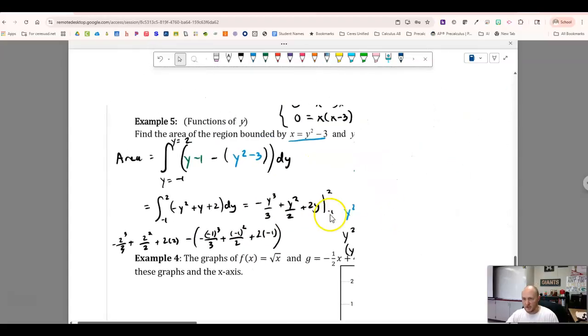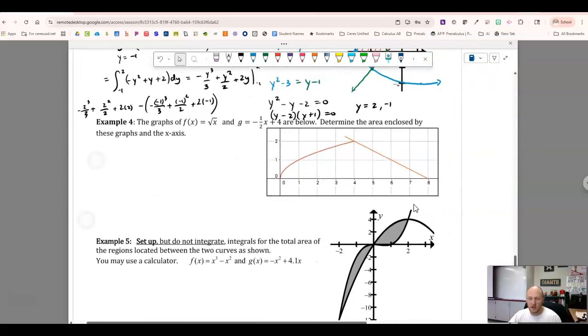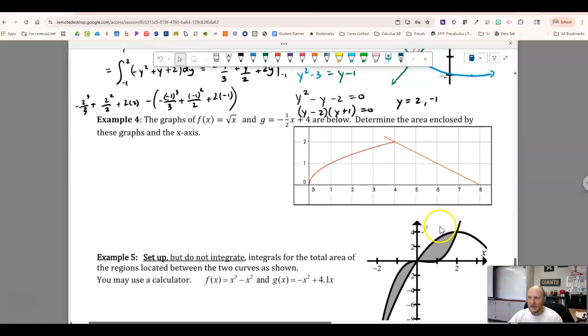Okay, all right, so that's a kind of weird case with these problems. The other unique case with these types of problems is when I have something that looks like this. The graph of f of x equals square root of x, and g of x is equal to -1/2 x plus 4.